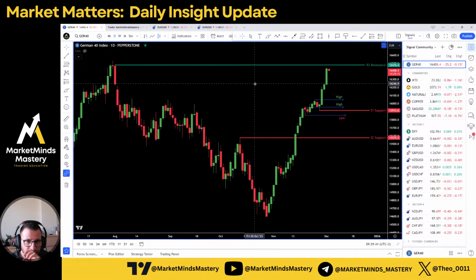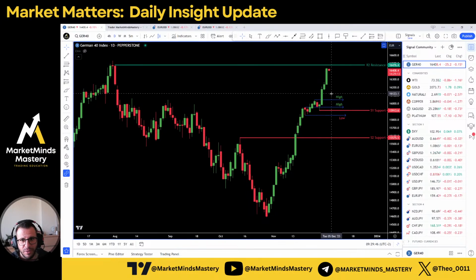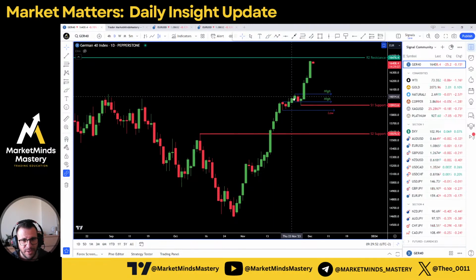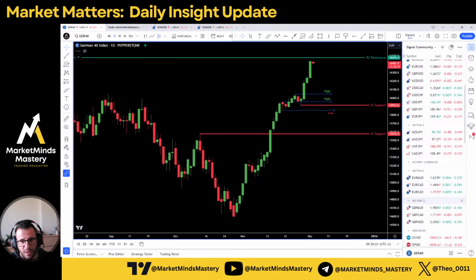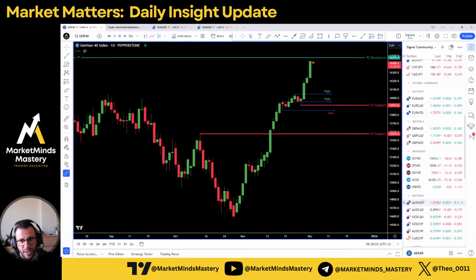German 40, higher highs and higher lows all the way. This move, it's hard to trade. I didn't manage to trade anything here. So steep. Not all the moves are tradable for retail traders. Some moves are made by institutional traders. So we trade what we can trade.